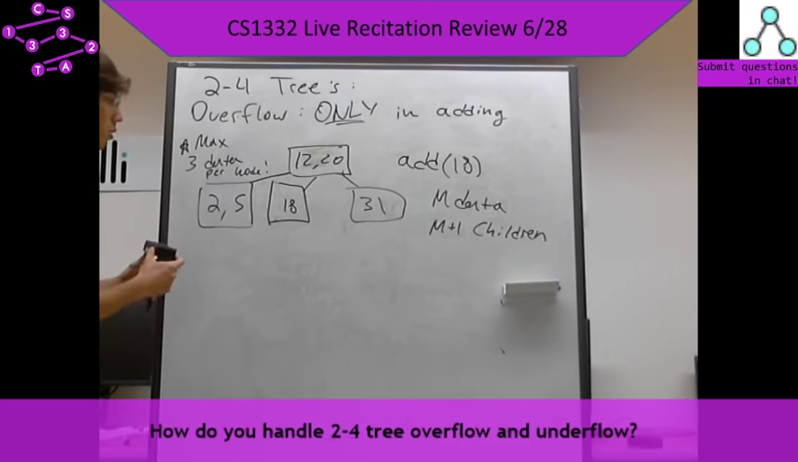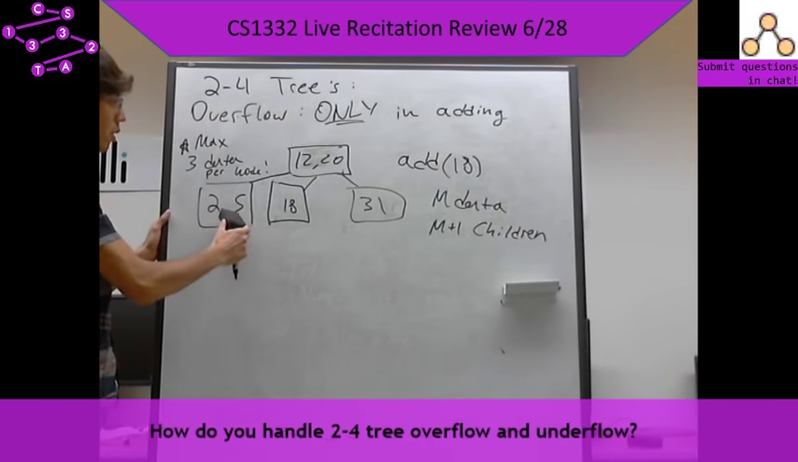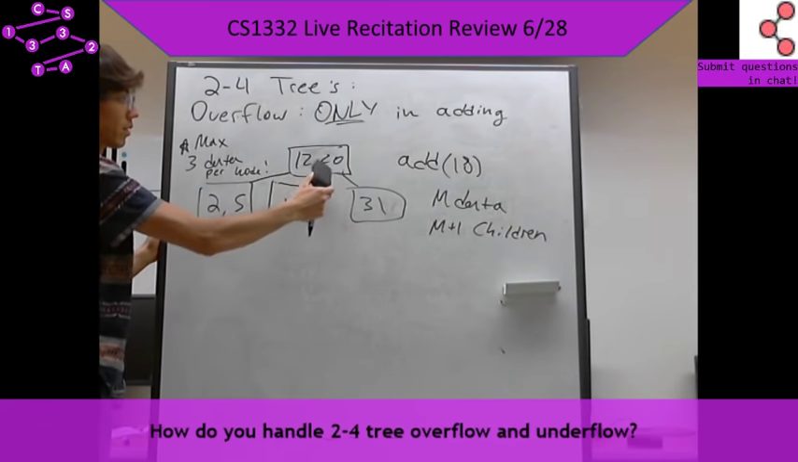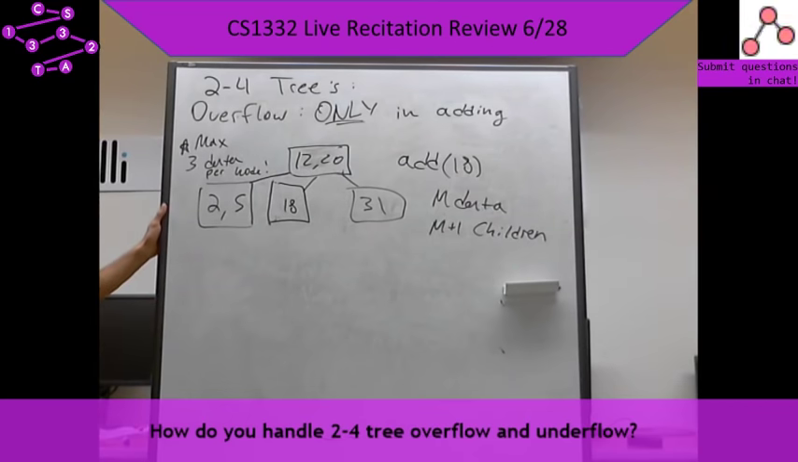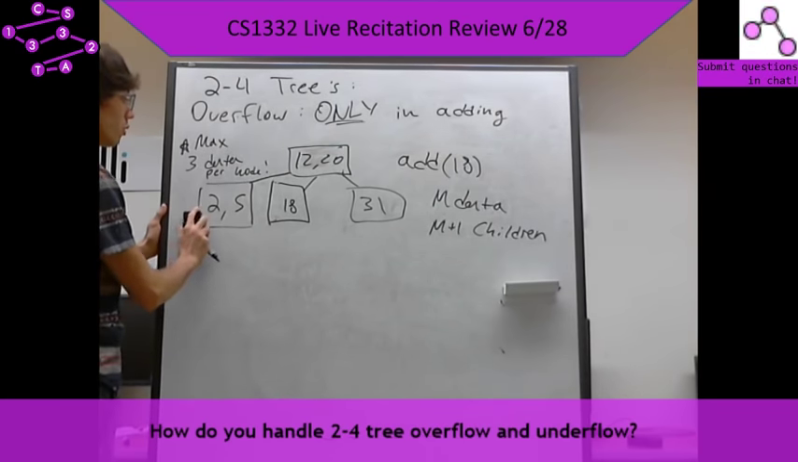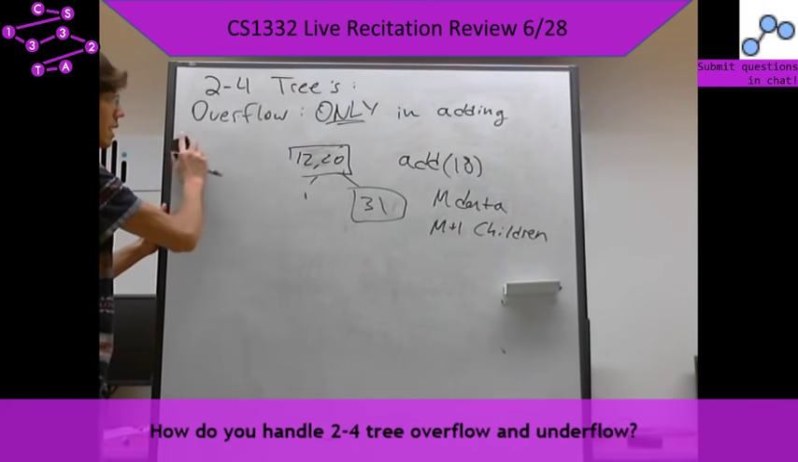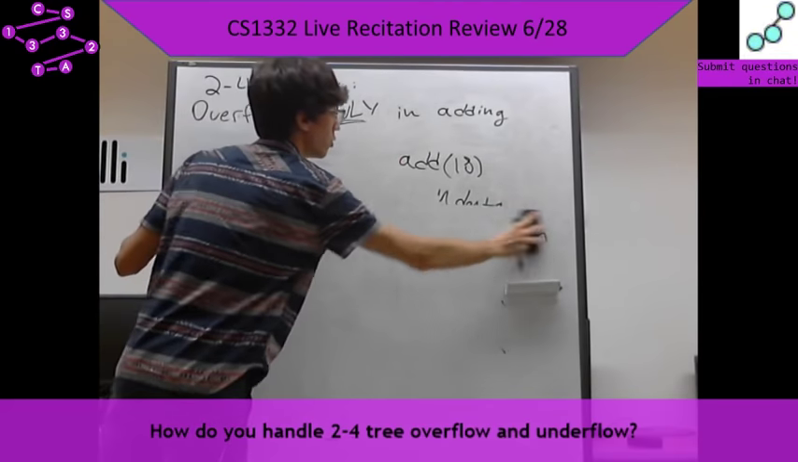But essentially, for all of those who are curious, if you promote from here to here, but then this still necessitates promotion, you literally just make a new root node. It's pretty simple. So this is all we really need to go over for overflow. It's a very, very easy solution to fix in 2-4 trees.